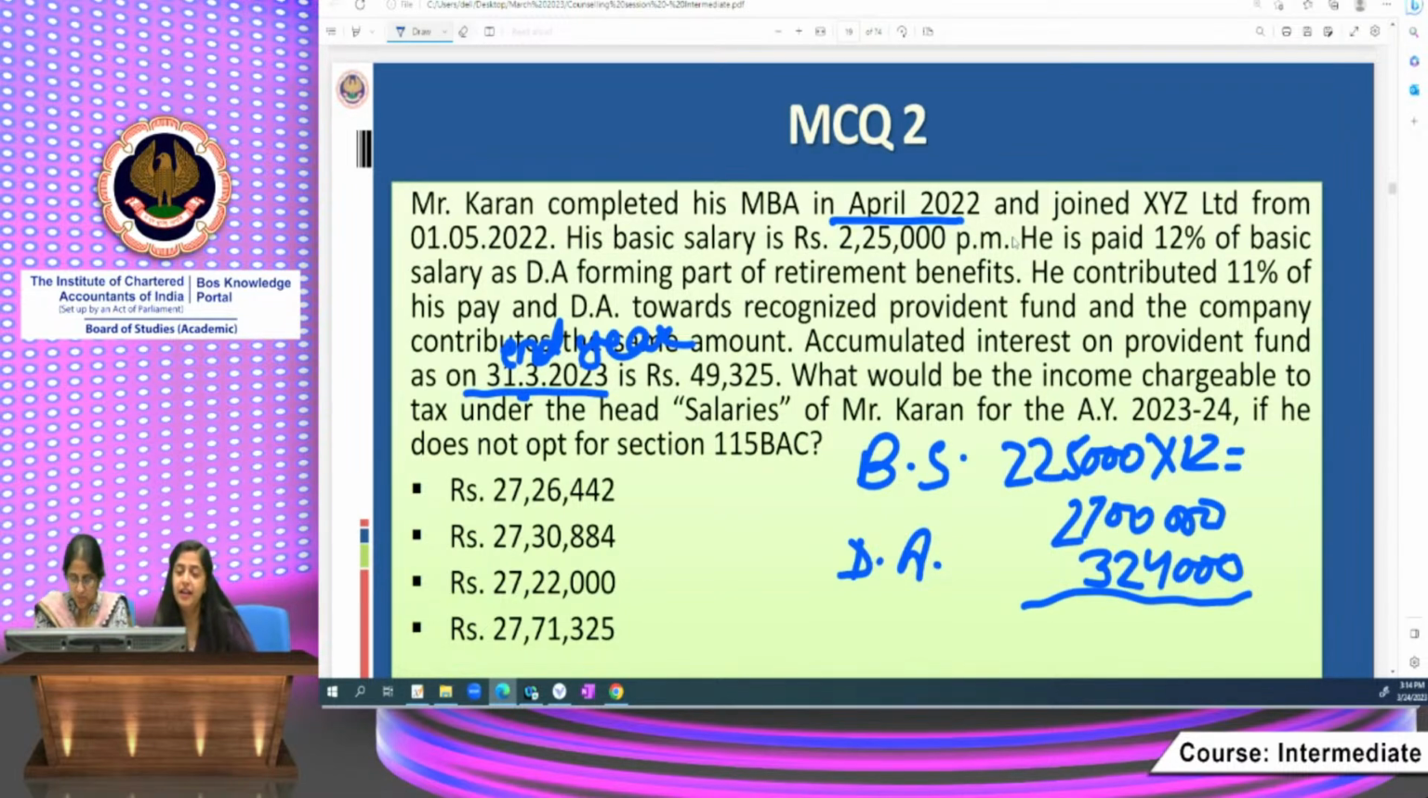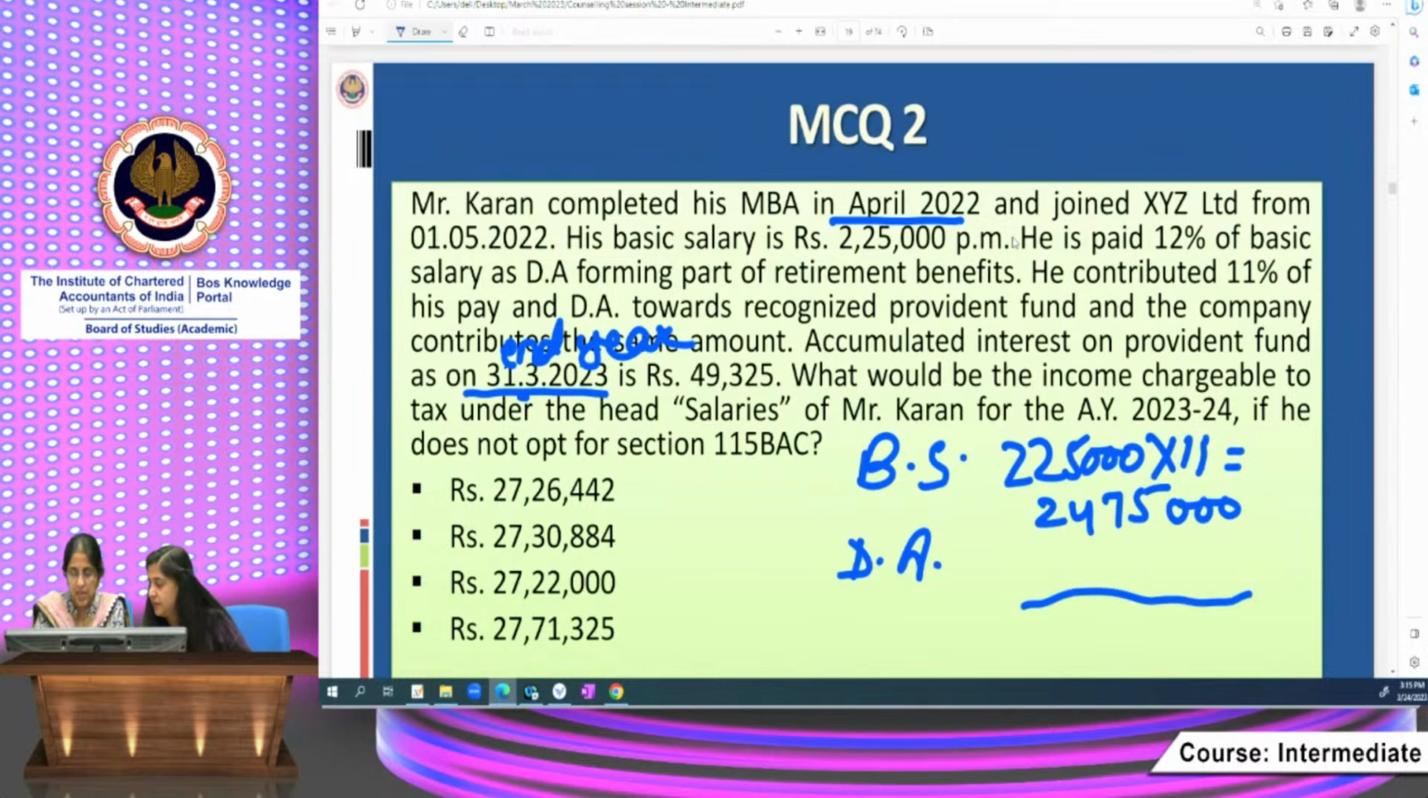Keep in mind that he has joined on 1st May. Then in that case, salary for 11 months only you have to take: 2,25,000 into 11, which is 24,75,000. 2475.